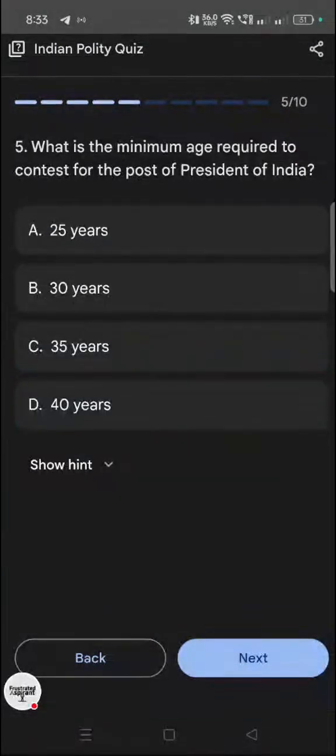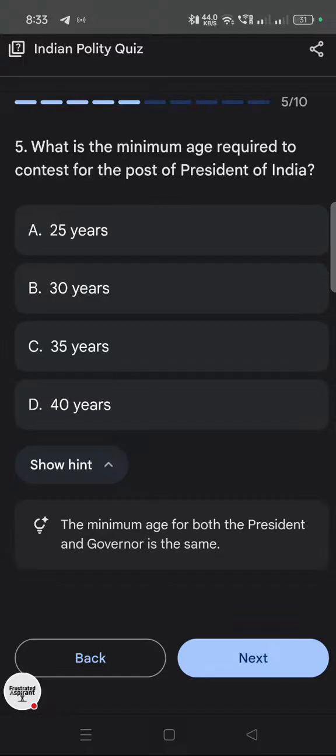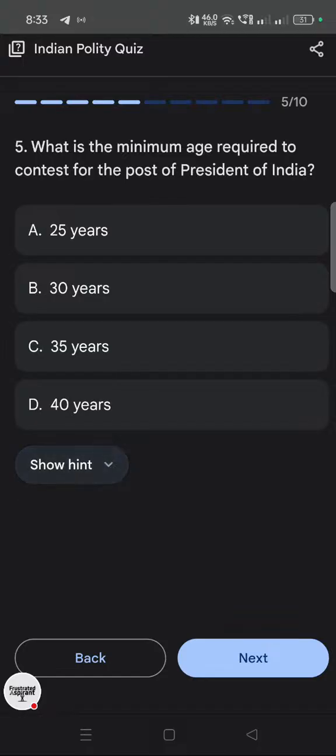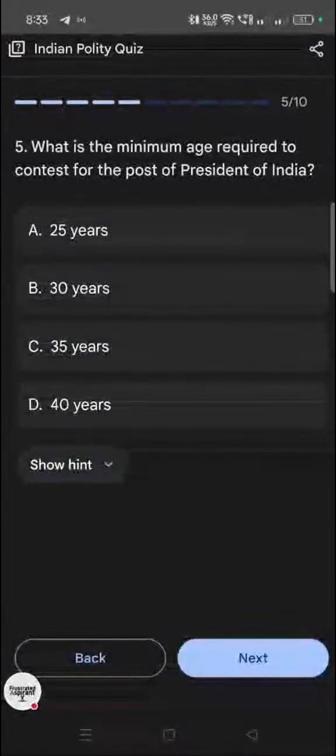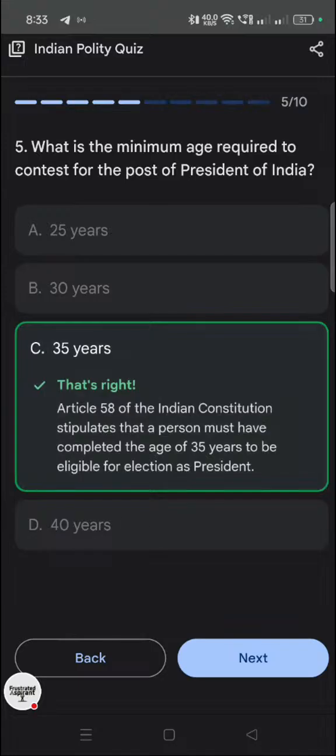Next, the minimum age required to contest for the post of President of India: 25, 30, 35, 40. Article 58 of the Indian Constitution stipulates that a person must have completed the age of 35 years to be eligible for election as President.